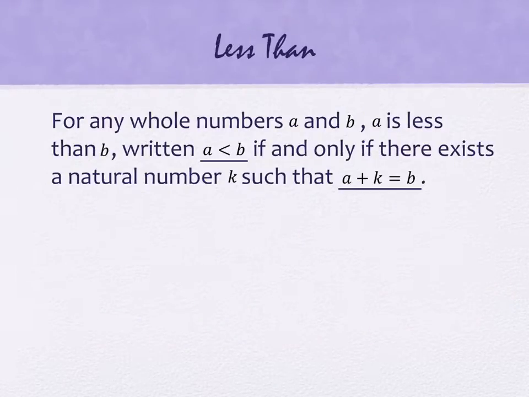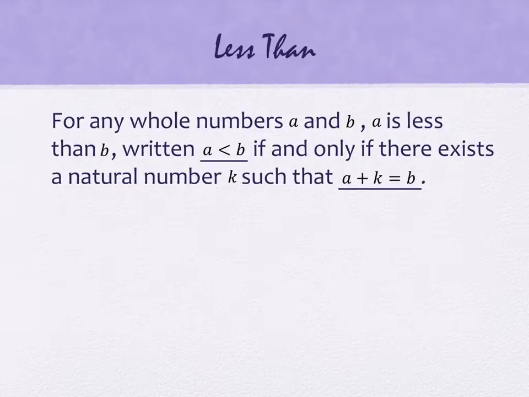Now, there are a couple other terms we're going to look at. The term less than. For any whole numbers A and B, we say that A is less than B, written as such, A less than sign B, if and only if there exists a natural number K such that A plus K equals B.